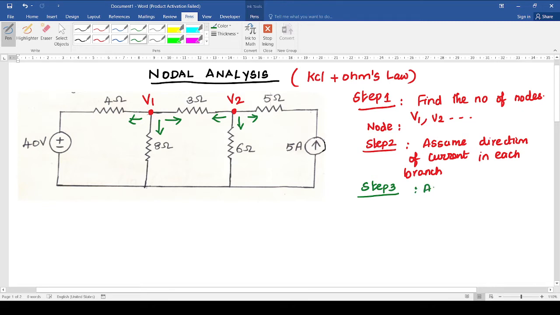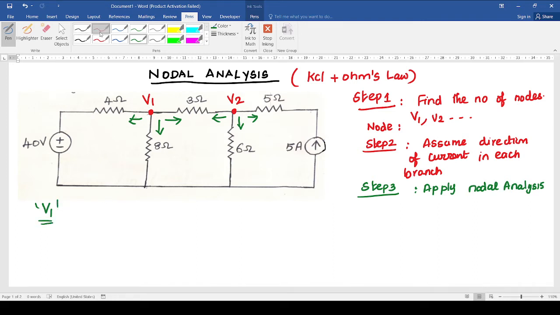Apply nodal analysis. As I have already told, nodal analysis is the combination of Kirchhoff's current law and Ohm's law. How to write the equation? First of all, I am going to consider the voltage V1. I am going to write the equation with respect to V1. First consider the 40 volt source and the 4 ohm resistor. The 40 volt, what about the flow of current, negative to positive? See, this is the current.